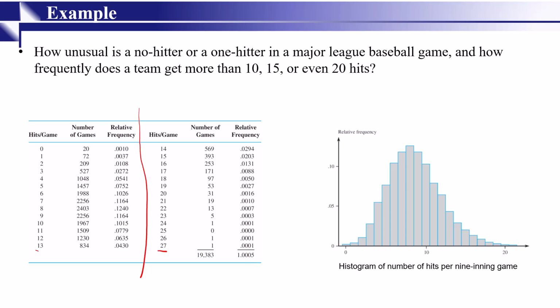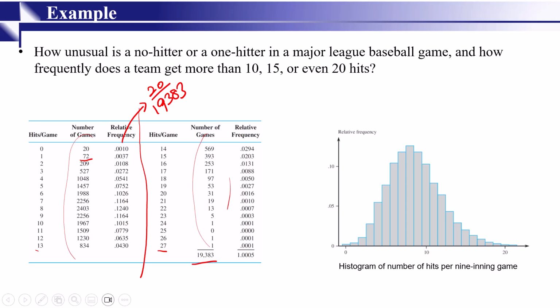Then if you count the total number of games, you will get 19,383. Then we divide each one by the total. So this one is simply 20 divided by 19,383, and the rest is the same. So 72 divided by 19,383 is this one. So we calculate the relative frequency.